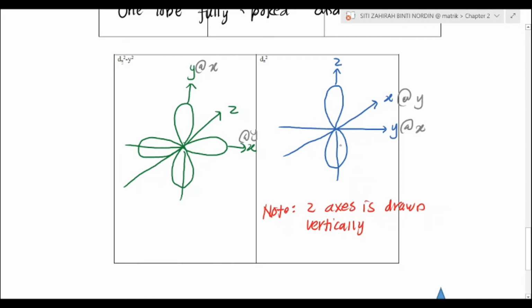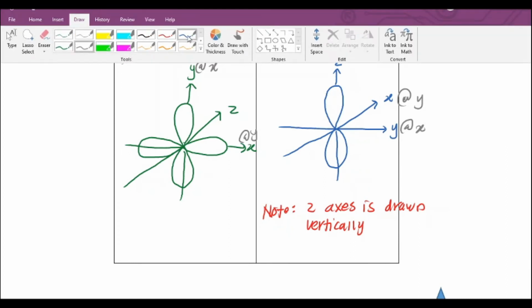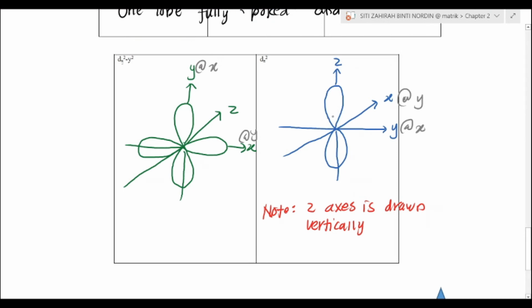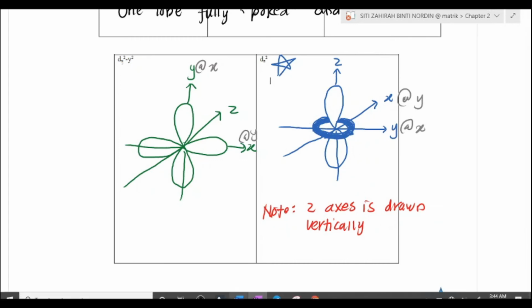But the z-axis must be drawn vertically for dz square, and that is because you need to draw the ring around the z-axis, and then you need to shade it. So this is your dz square, and please put a star on it, because questions always ask you to draw dz square since it is quite complicated. That's the only reason why. We don't draw the f orbital because it would be too complicated, and if you want to draw it, then you need a further degree in chemistry.